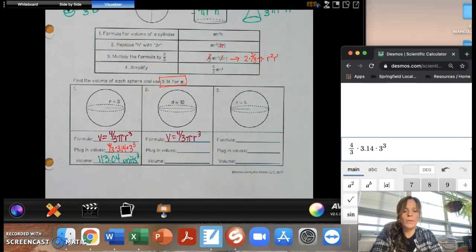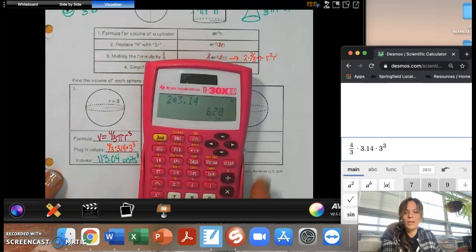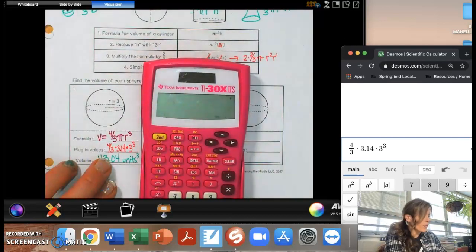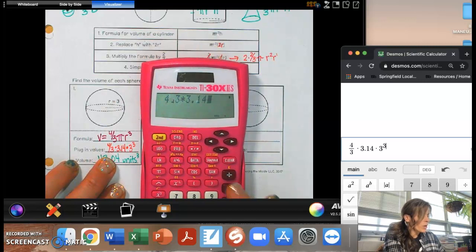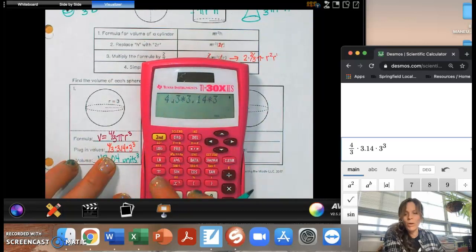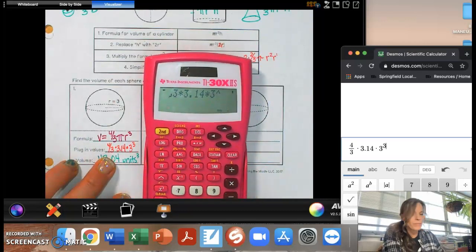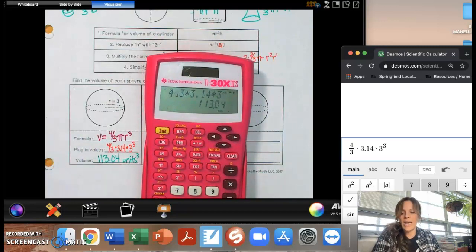Okay. If we put this aside and we bring up this calculator, it's going to work the same way. We're going to say 4 ABC3, nothing's different there, times 3.14. The 3 to the third is going to look different. It's not 9. It's 3 raised to that. So you're going to have to hit that little rooftop looking thing, and you're still going to get the exact same answer.